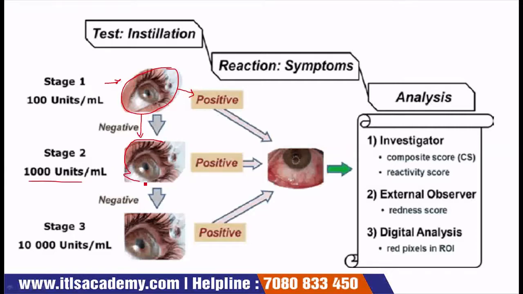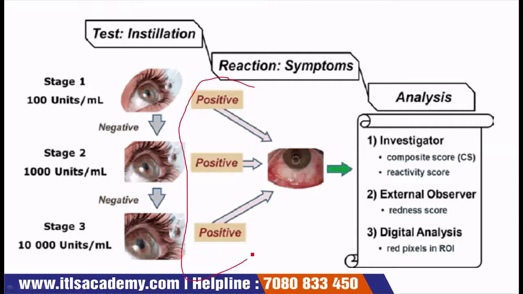In the second stage, if this test comes positive, then we go for further analysis, and if it comes negative, we go for the third stage test. In the third stage, we use a large amount, and this is 10,000 units per ml. There is most probably a chance that if you have a stage 3 test negative, then you don't have conjunctivitis, and if the third stage test is positive, you go for further analysis.